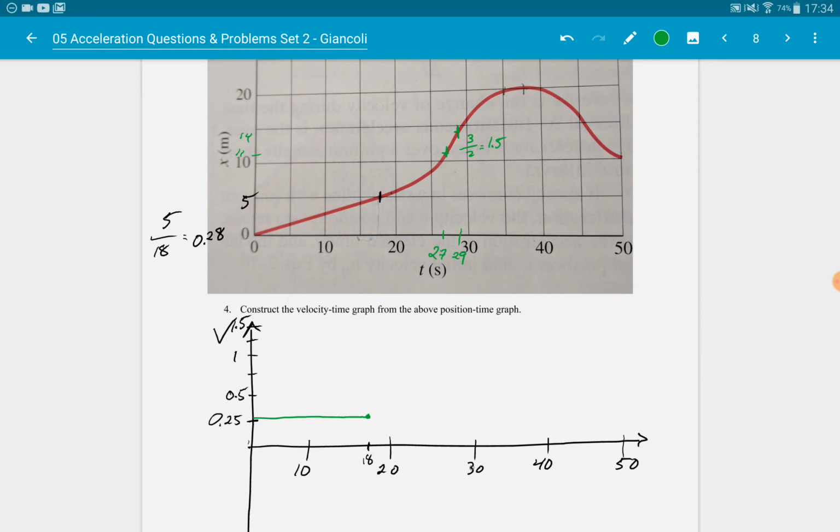And so then 27 to 29, so try and line that up there, 27. Notice how it's now hopefully becoming apparent why I lined up these time values here. And so from here to here is at least approximately constant, like up there.